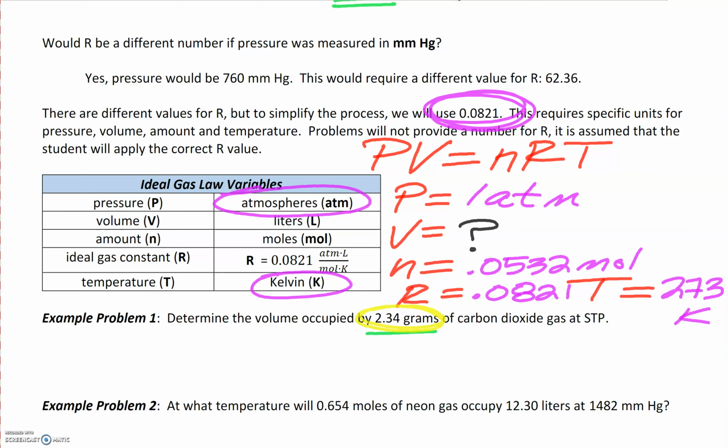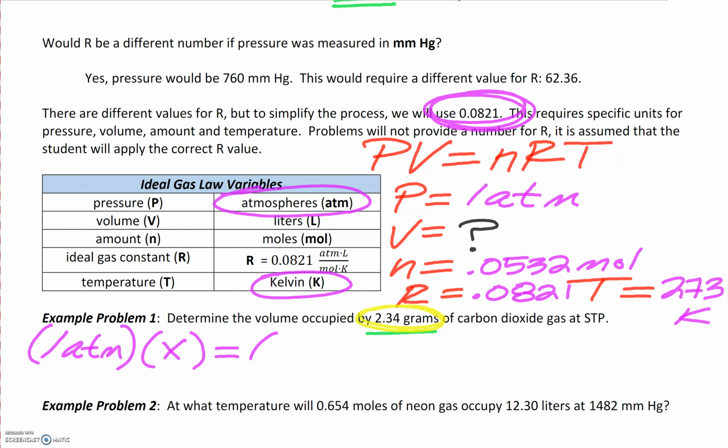Actually, let's clean that up a bit. All right, let's do it like this. So it's going to go 1 ATM. That's my pressure. So 1 ATM. I'm going to multiply that by volume, which is my X. I'm going to set that equal to N.